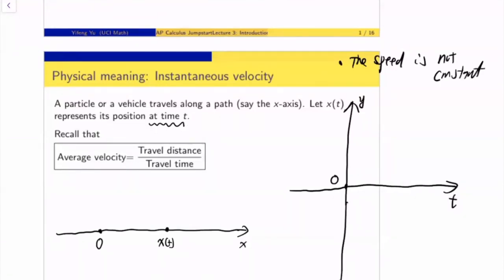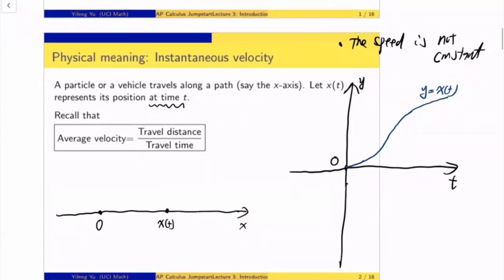If we draw the graph of x(t), at each moment we record the location. What could happen is, first it speeds up, and then at some point it slows down. So this is y equals x(t), the path.